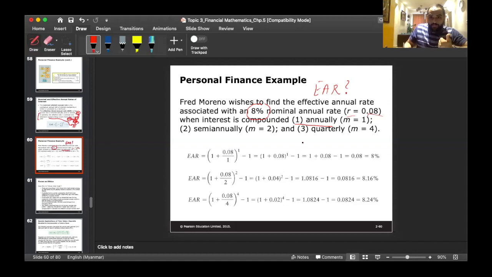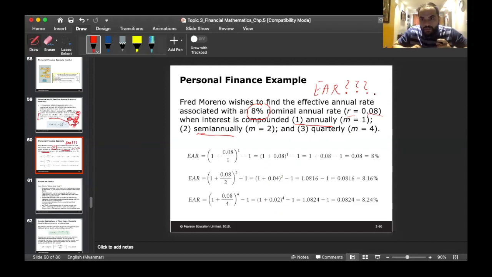First question. Second question, if your interest, which is 8%, is compounded semi-annually, then what is EAR? And third, if your interest is compounded quarterly, what is EAR? Which is this.